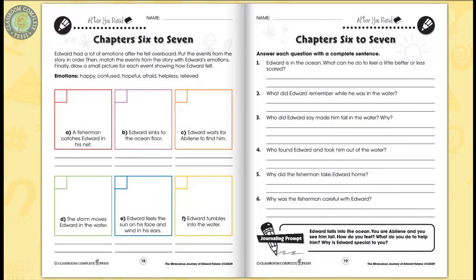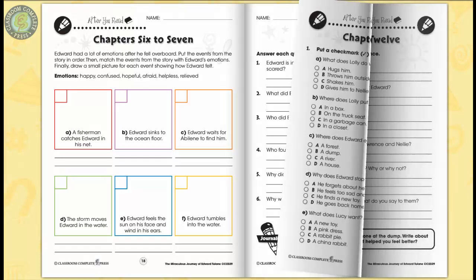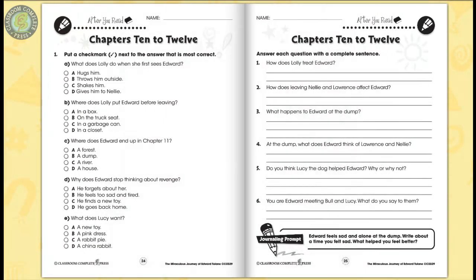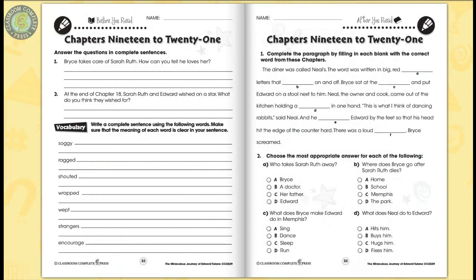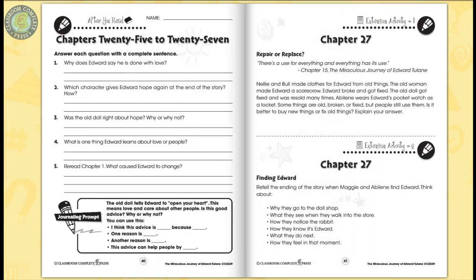Put Edward's emotional events in the correct order. Explain Edward's growth as he responds to leaving Nellie and Lawrence. Write your own sentences for key vocabulary words from the novel. Determine whether the old doll gives Edward good advice.